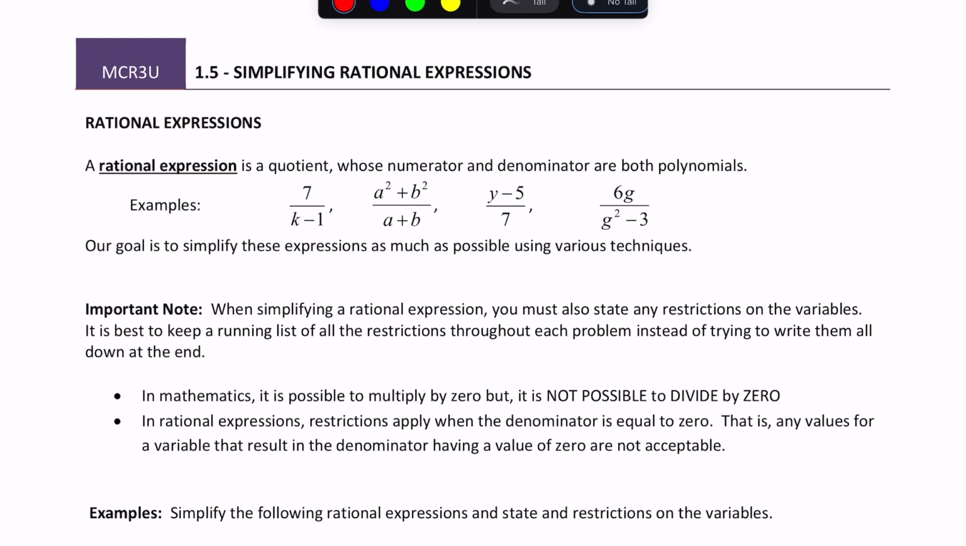Welcome back to another lesson in MCR3U. Today we'll be talking about simplifying rational expressions.